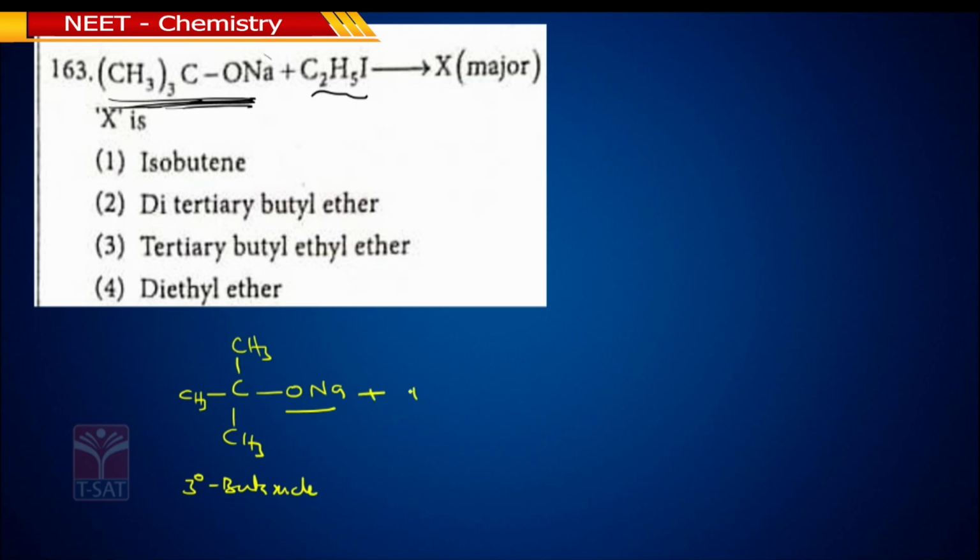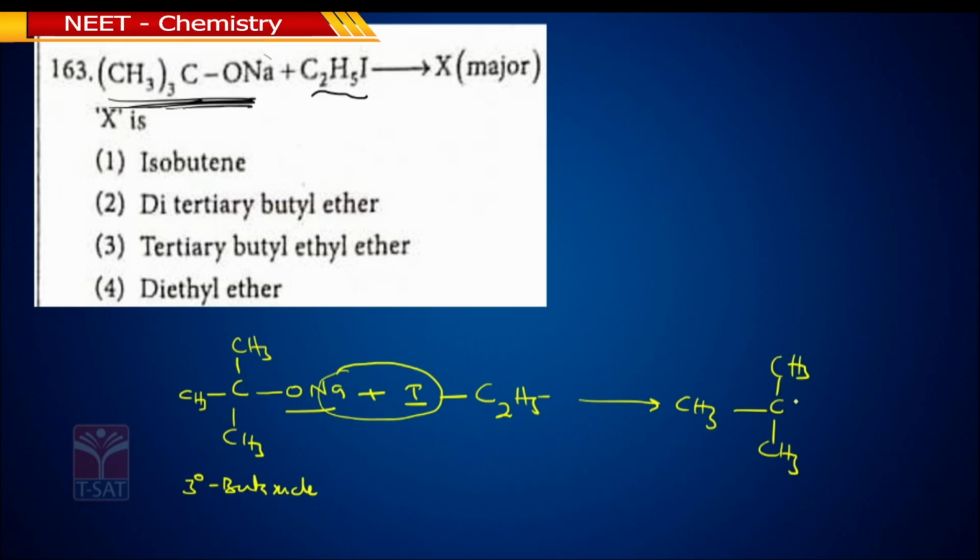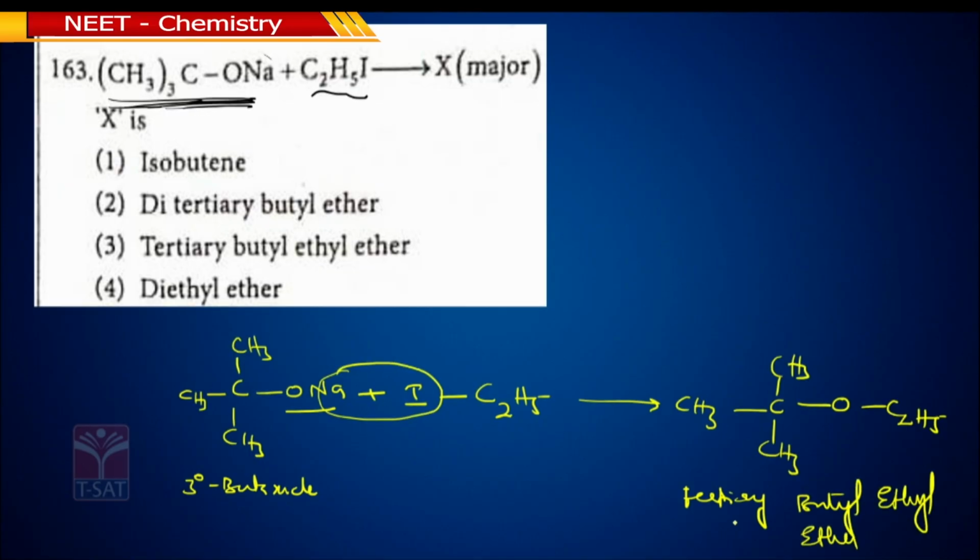When it reacts with C2H5I, ethyl iodide, simply NaI will be removed from it, so as to get CH3, C, CH3, CH3, O, C2H5. This is tertiary butyl ethyl ether. This particular reaction is called Williamson ether synthesis.